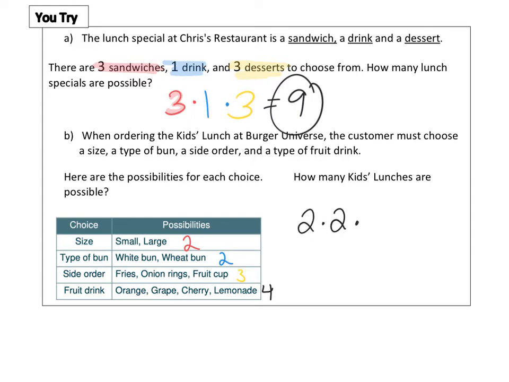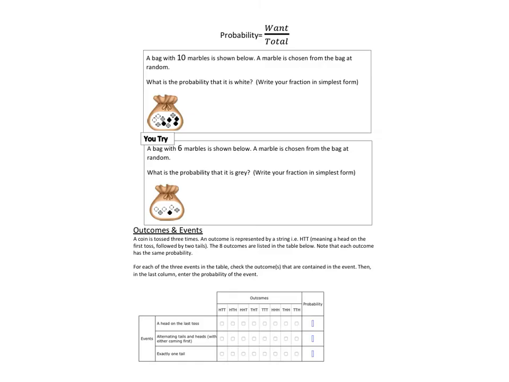So we take those 4 different choices and multiply them together. 2 times 2 times 3 times 4: 2 times 2 is 4, 4 times 3 is 12, and 12 times 4 is 48. So our final answer here would be 48 possible lunch options. Okay, so that's the counting principle.